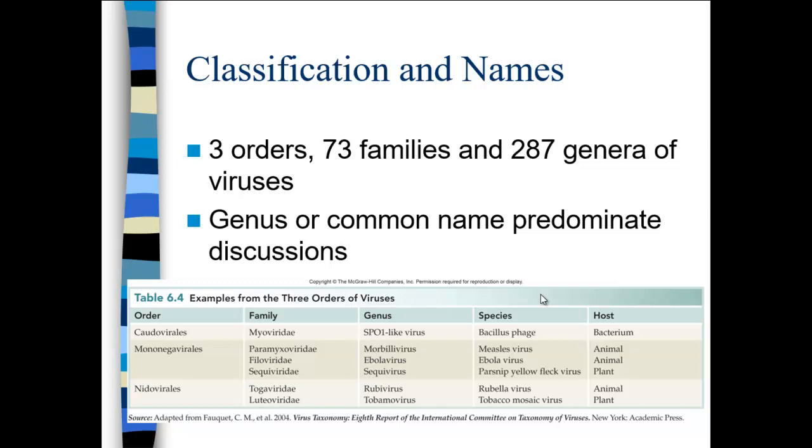binomial nomenclature for viruses. Usually instead we just use either the genus or the common name. The genus for measles is Morbillivirus, the genus for Ebola is Ebolavirus, the genus for rubella is Rubivirus. And so for these common virus species, I would know their genus as well.